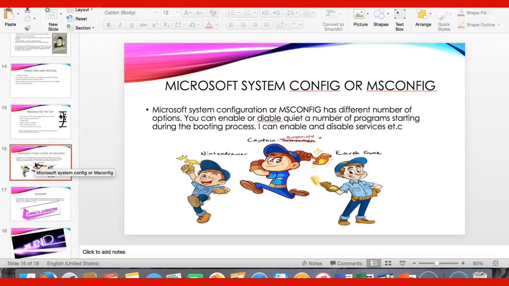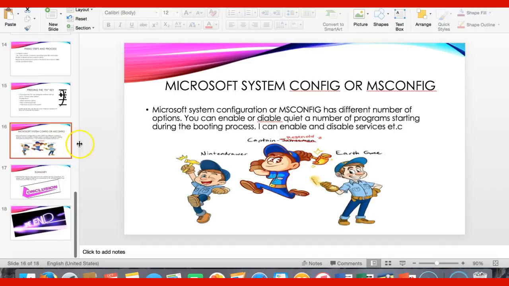Microsoft System Configuration, or MSConfig, has a number of different options. You can enable or disable quite a number of programs starting during the boot process. I can also enable or disable services, which I think is great. So if I find some kind of log error on my system that I don't think should be there, I have the ability to do what I want here. You have some control over what you want to allow on your computer and what you want to disallow.